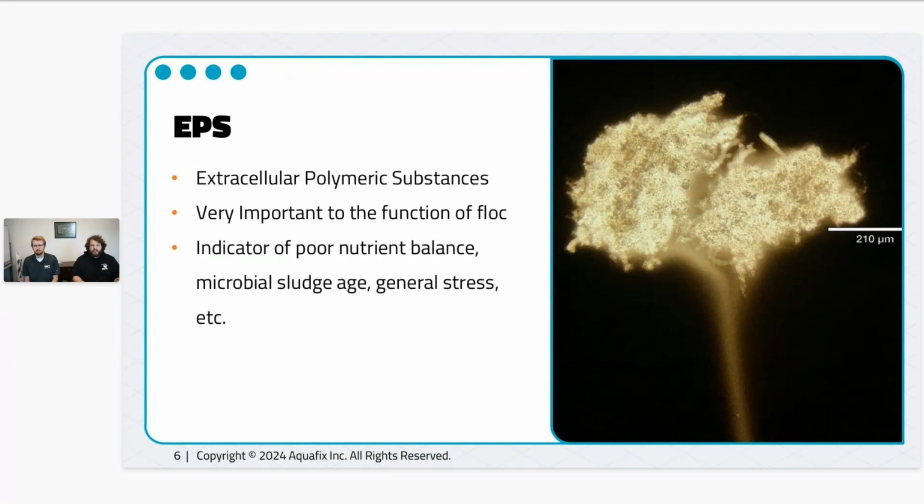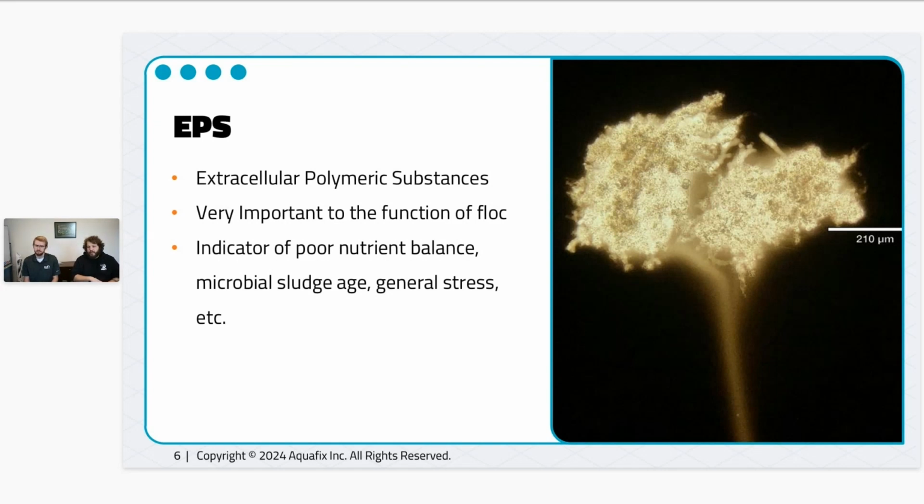It is what gives your floc time to degrade complex substances. Within a floc that has healthy EPS, you have a bunch of enzymes and biocatalysts within that EPS that are helping to break down complex substrates and complex nutrients that you're trying to remove from your wastewater. All of this is to say that they are a very important tool for evaluation.